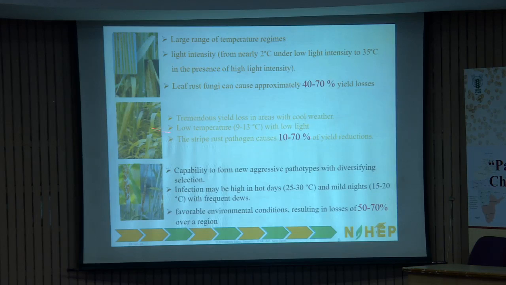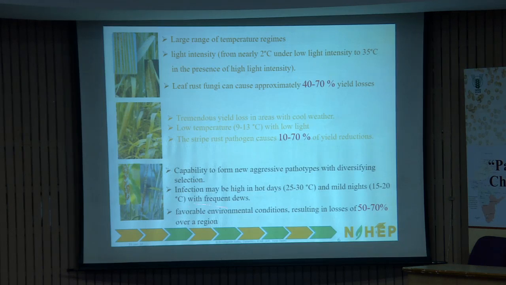The second one is yellow rust. It needs cooler temperatures. It is not very prominent in central India; it is more prominent in northern India. We divide it into the northern western plain zone and the northern eastern plain zone, as we call them.